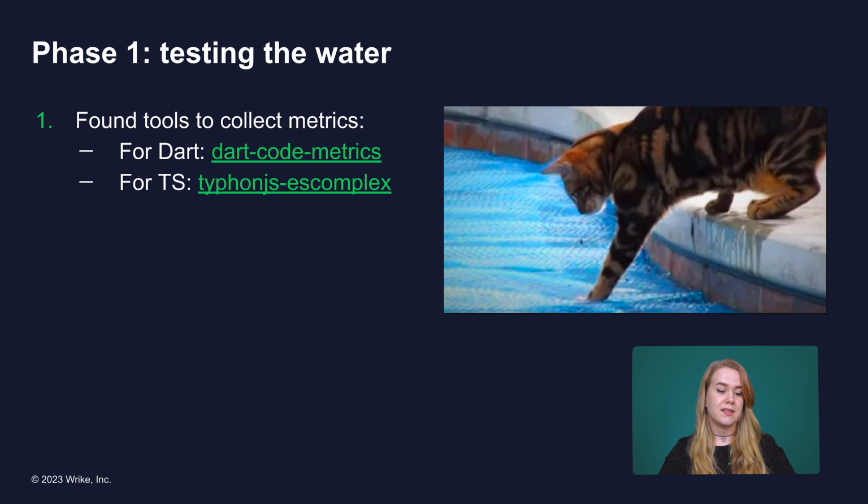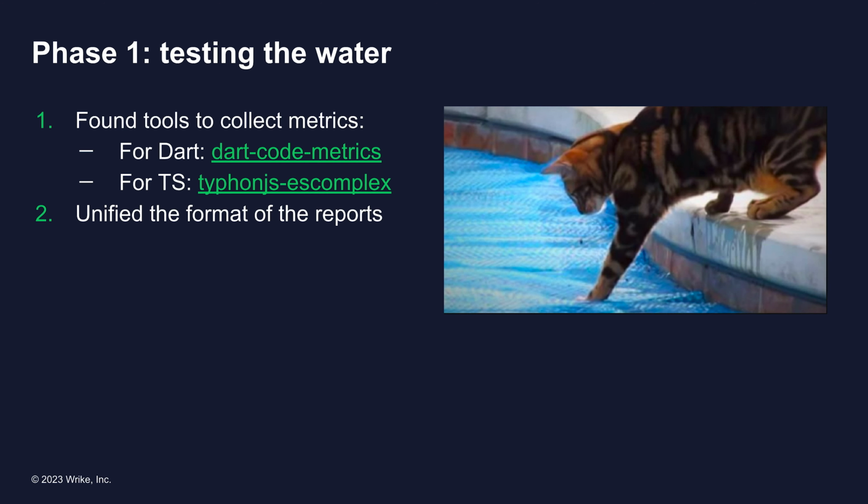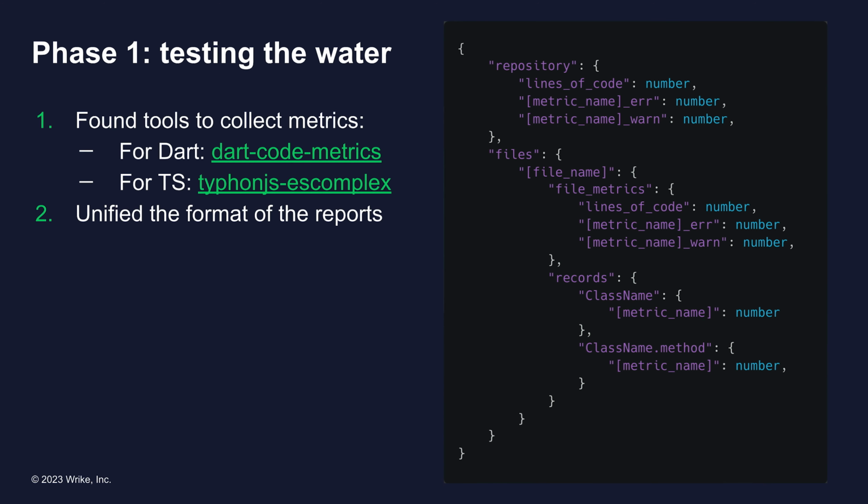And since we knew that such packages existed, we just needed to find an alternative for TypeScript, and it was typhonjs ESComplex. And since those tools were from completely different developers, they produced output in different formats. So we had to unify the format of the reports as well as enhance the data, because one report had the metrics that the other one didn't calculate. So the report format looked like this. Basically it was a JSON, and for every file we calculated the amount of errors and warnings for each metric, as well as the lines of code.